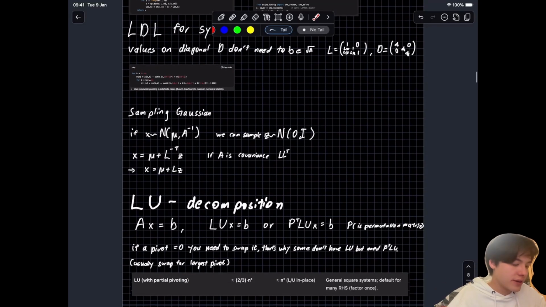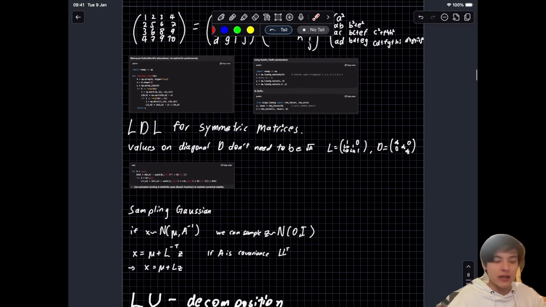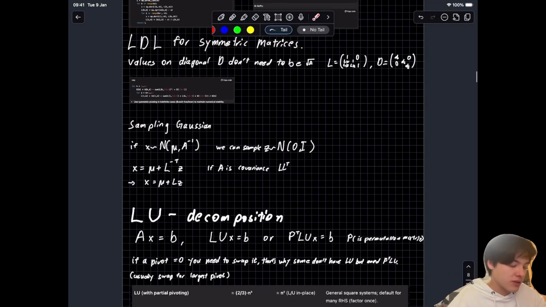So yeah, why do we love it? Actually, if we have correlation matrices, it's also positive definite. And if we have a sampling Gaussian, what we would do is sample from a normal distribution of 0 and the identity matrix. This is super easy. We know how to do that. And then we have our normal, or whatever we want.